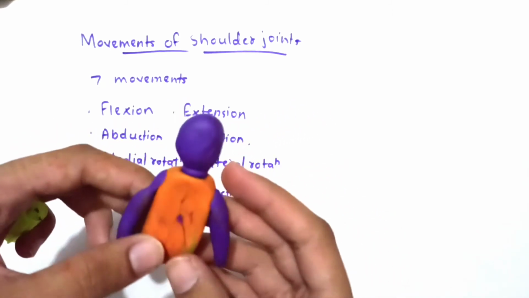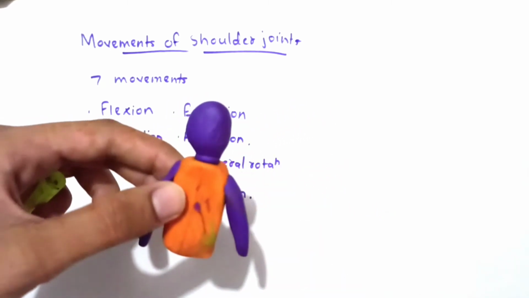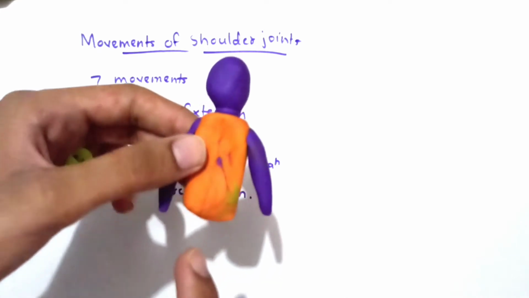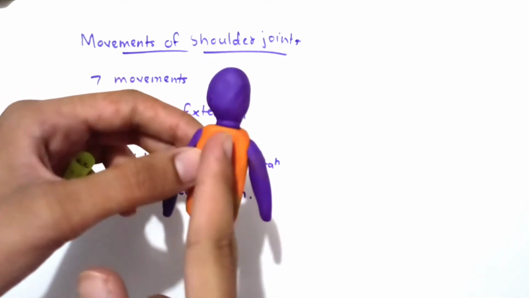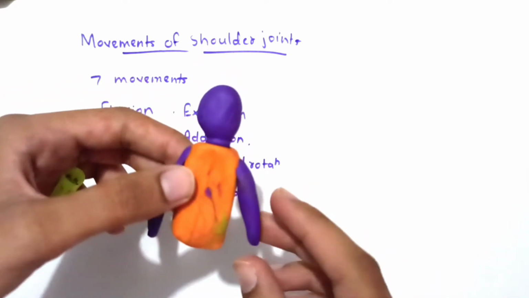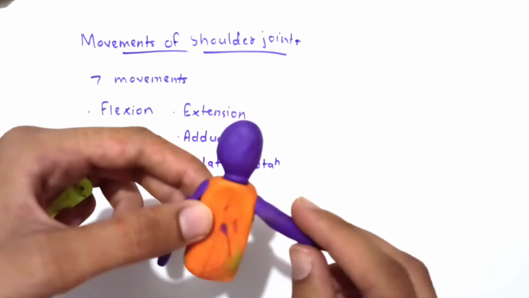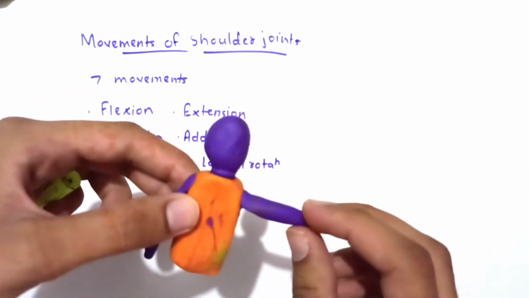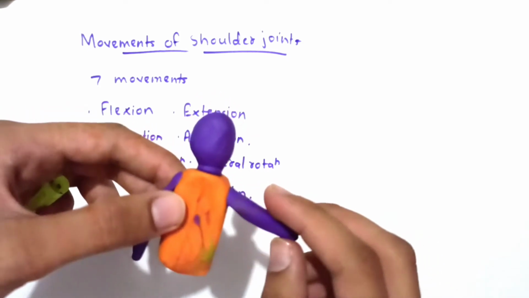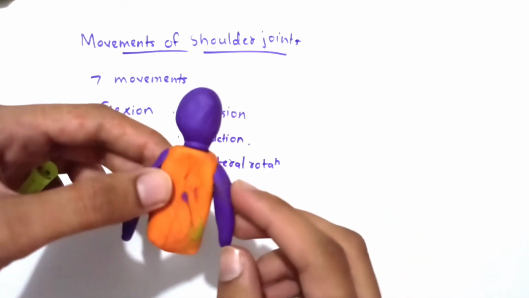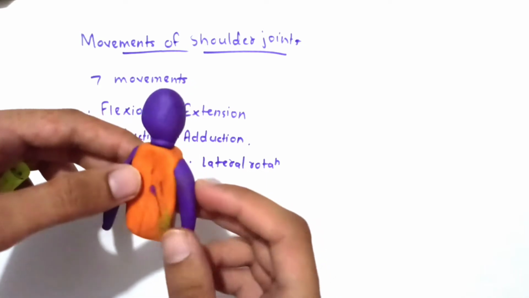Now abduction. Abduction is when you move your arm or any part of your body away from the midline. So this is the midline of your body, and if you move your arm like this, away from this midline, it means abduction. And when you bring your arm closer to the midline like this, it means adduction.